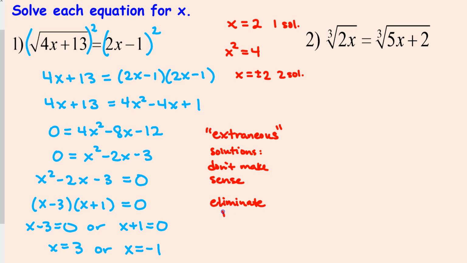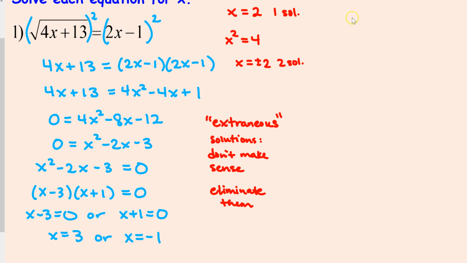So what we need to do is take each of these answers we got, 3 and negative 1, and check these answers in our original equation and see if they work. Okay, so for the check, I'm going to start with x equals 3 and go back to the original equation. The square root of 4 times 3 plus 13 equals 2 times 3 minus 1. Let's see if that's true.